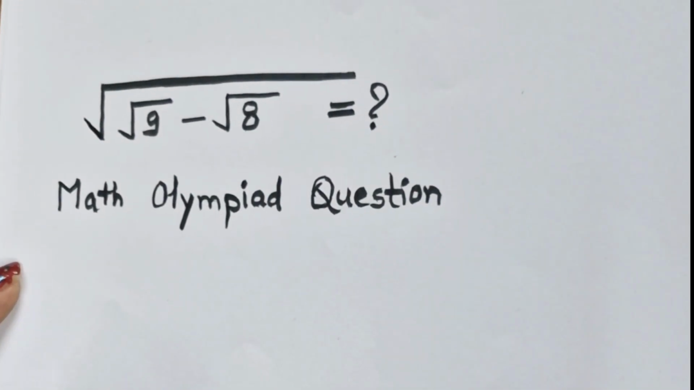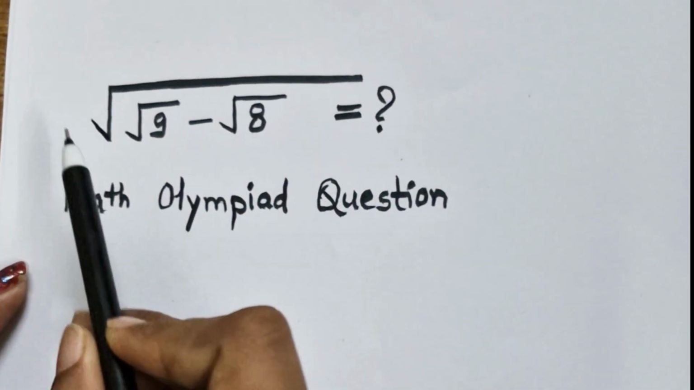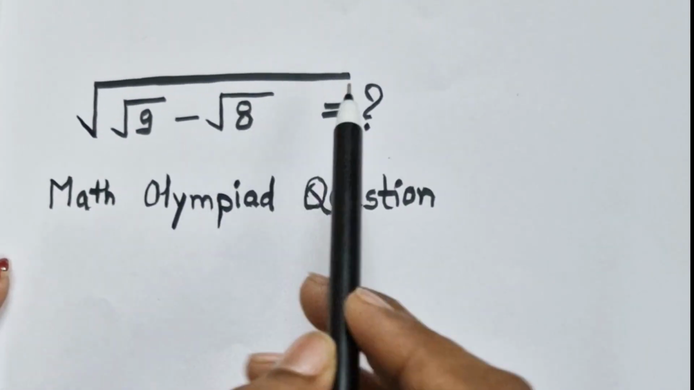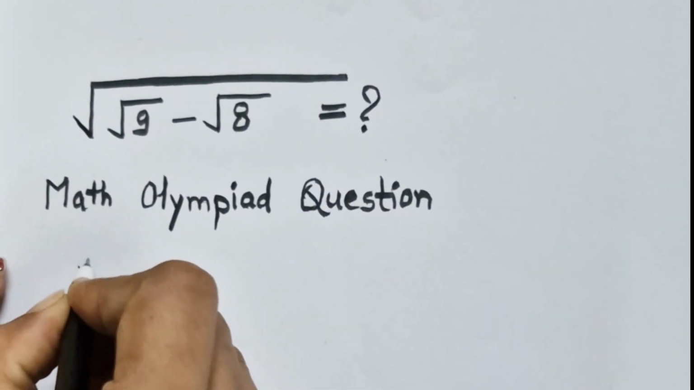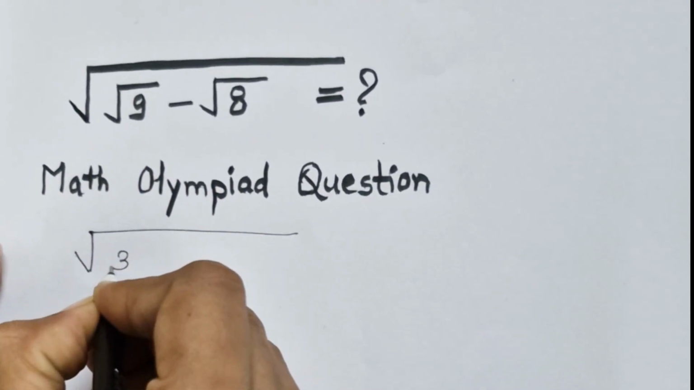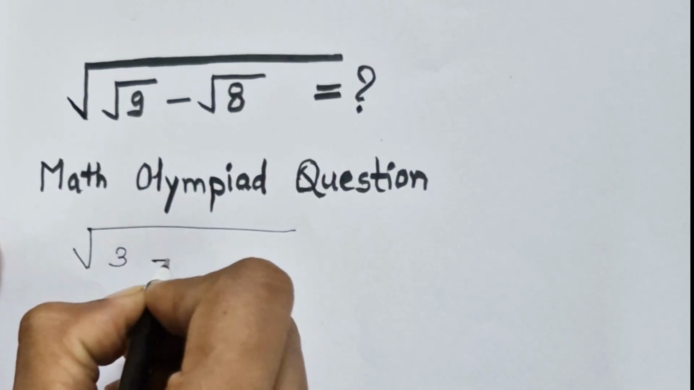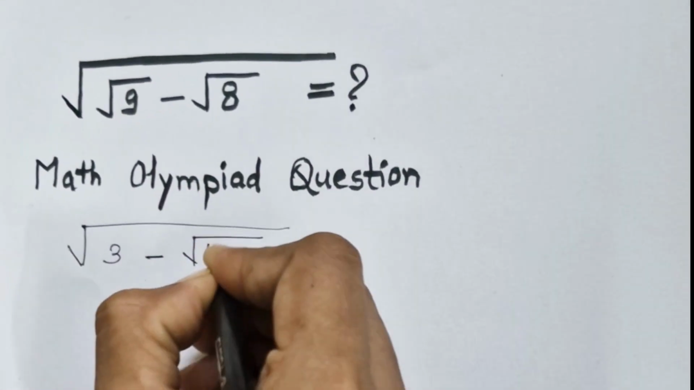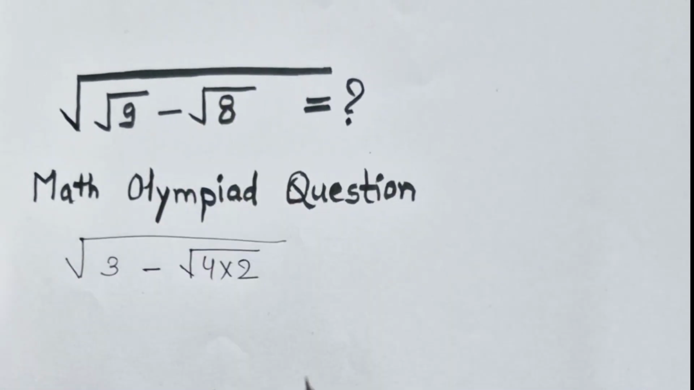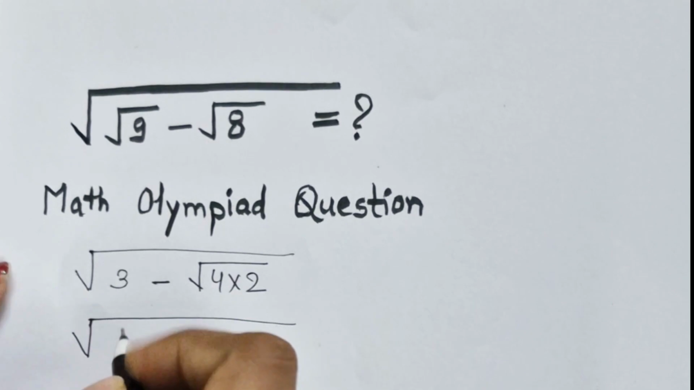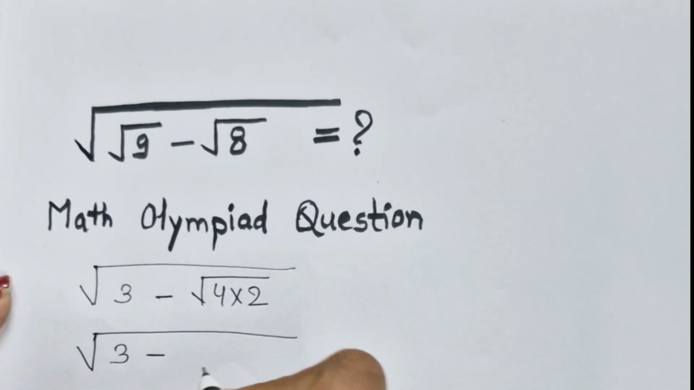So today we will solve the Maths Olympiad question: root under root 9 minus root 8 equals what? First we have to write here the whole root. Root 9 is the square of 3, so we will write 3 minus, and for this we will write 4 into 2, so 4 twos are 8. Okay, so now we will write here the whole under root 3 minus.